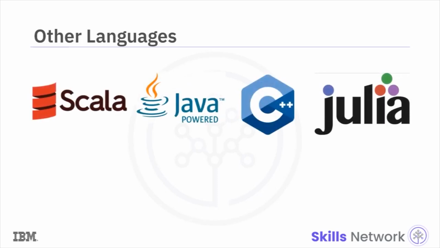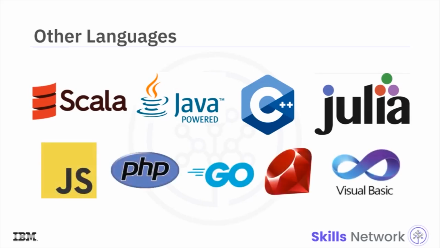Scala, Java, C++, and Julia are probably the most traditional data science languages. However, JavaScript, PHP, Go, Ruby, Visual Basic, and many others have found their place in the data science community. Let us go through some notable highlights about a few of them.